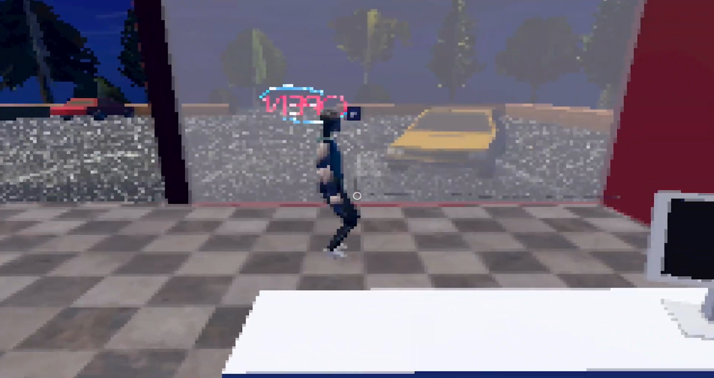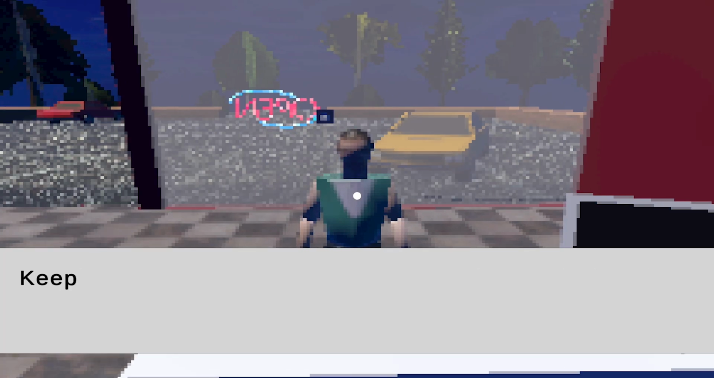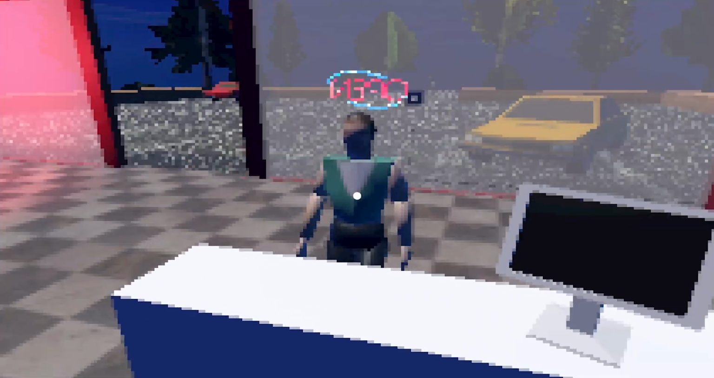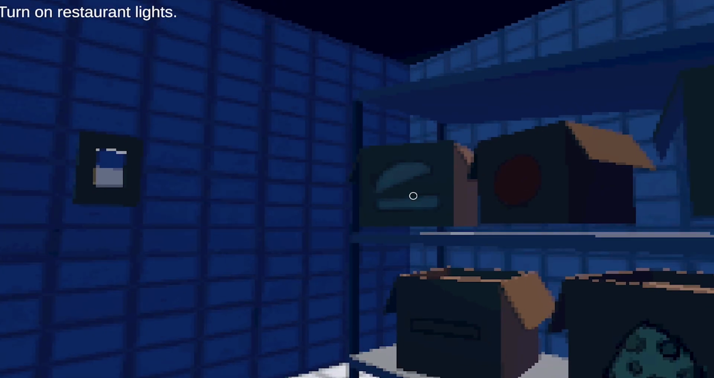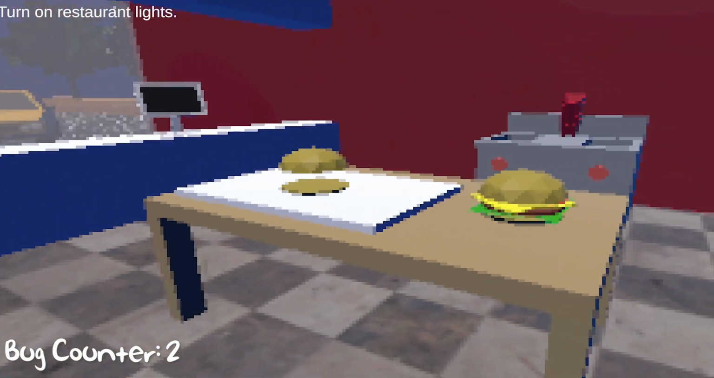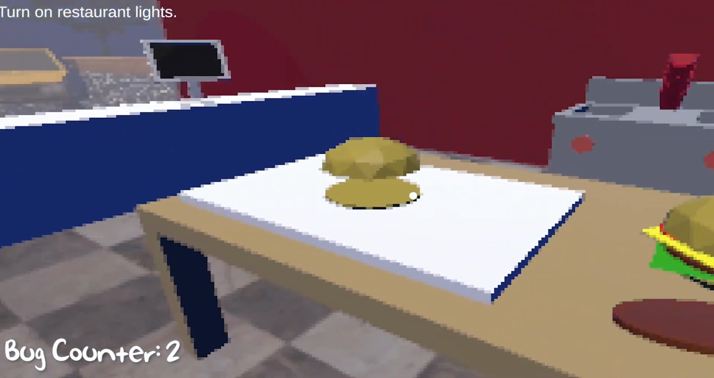For the second bug, this customer is asking for a burger, which, side note, their dialogue gives a bit of insight of what the game's about. Yeah, it's about people going missing in a burger restaurant. So original. That's not the bug though. The bug was when I went to create the burger, the ingredients stacked on top of the buns instead of inside of them.